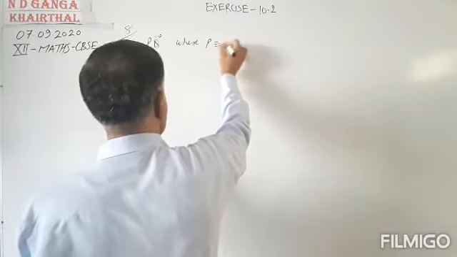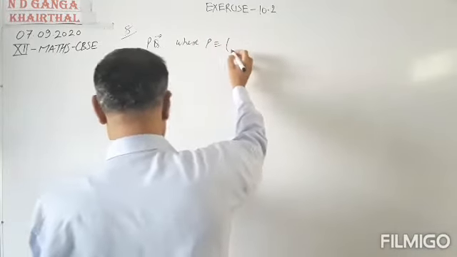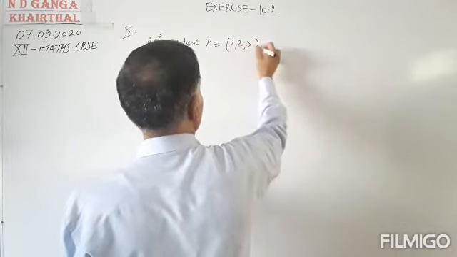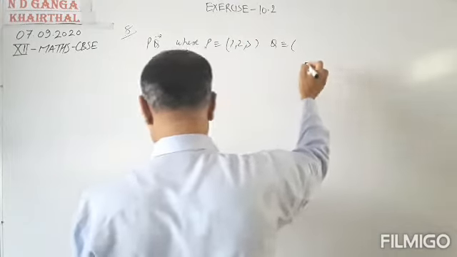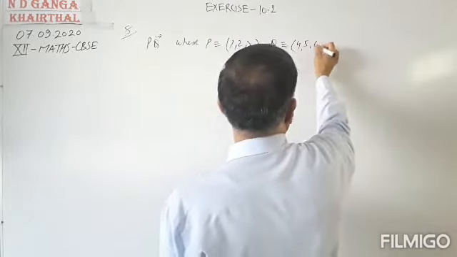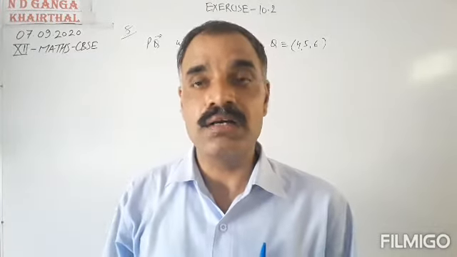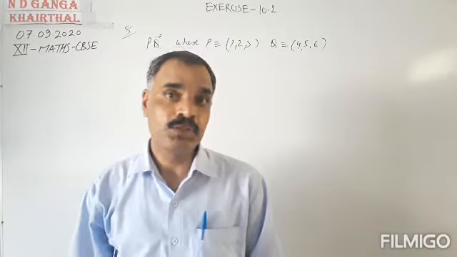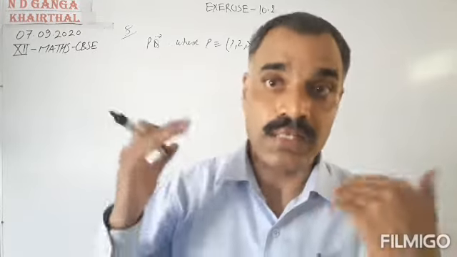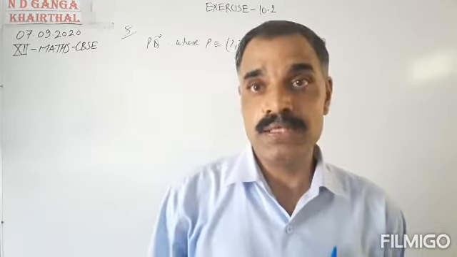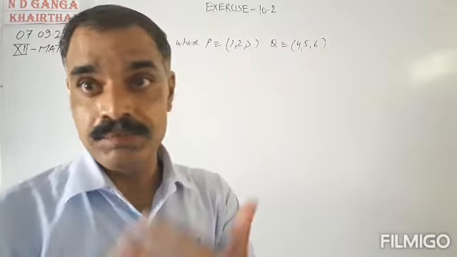Where P is equal to (1, 2, 3) and Q is (4, 5, 6) respectively. We have to find the unit vector in the direction of PQ vector. Okay, so firstly find the PQ vector.